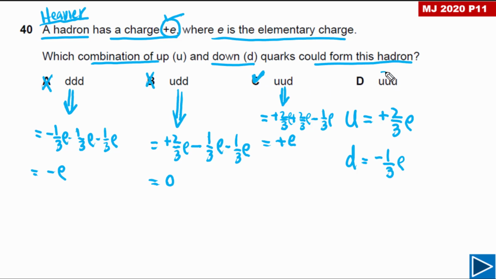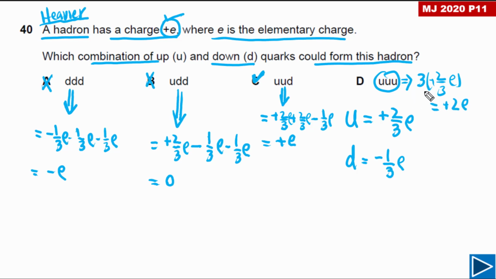Let's check D now. For D, we have 3 up quarks, so simply the charge will be 3 times 2/3 e. If we simplify this, our final answer in this case is plus 2e.